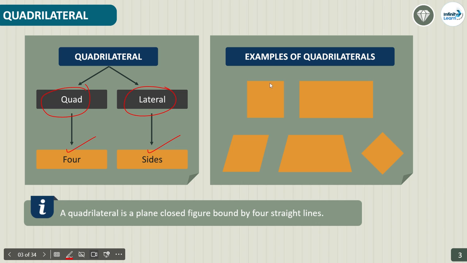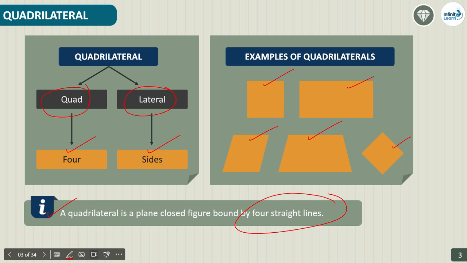So, what are the examples of quadrilateral? Square, rectangle, rhombus, trapezium, and kite. A quadrilateral is a closed figure bounded by four straight lines. Clear to all? A quadrilateral is a closed figure composed of four straight lines. Anybody is having any doubt?